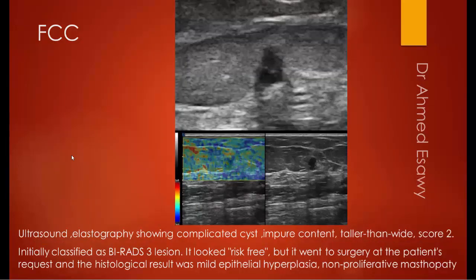Fibrocystic change, complicated cyst, impure content, thinner than white, score 2 by elastography. Initially classified as BIRADS 3 lesion, it looked risk-free, but it went to surgery at the patient's request, and the histological result was mild epithelial hyperplasia, non-proliferative mastopathy.